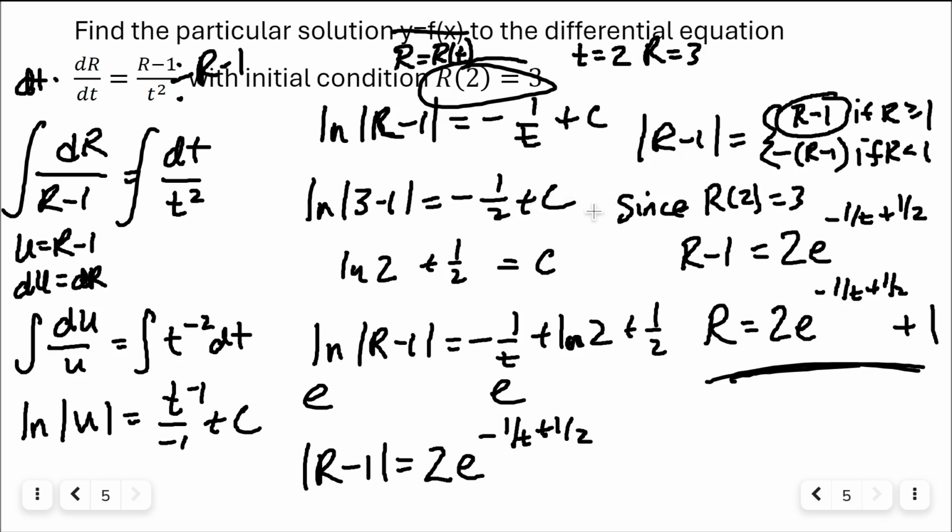If you're just doing a problem where there's no plus or minus or no absolute value, 99 times out of 100, you won't have to use that initial condition again to figure out what your final answer is. You'll just be able to solve for it. All right? And that's how particular solutions work.